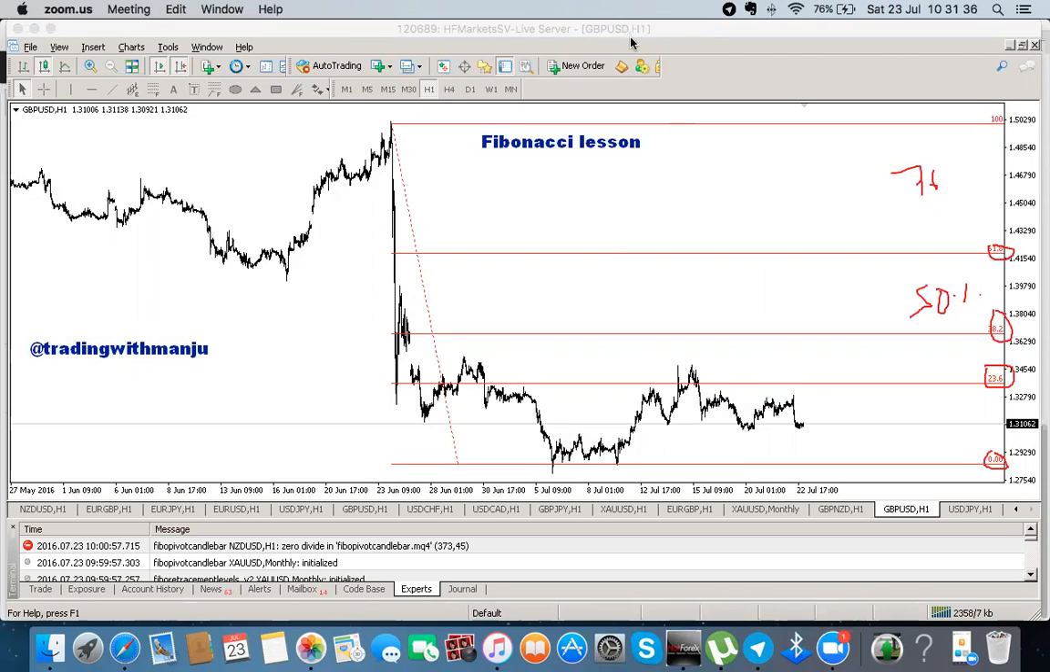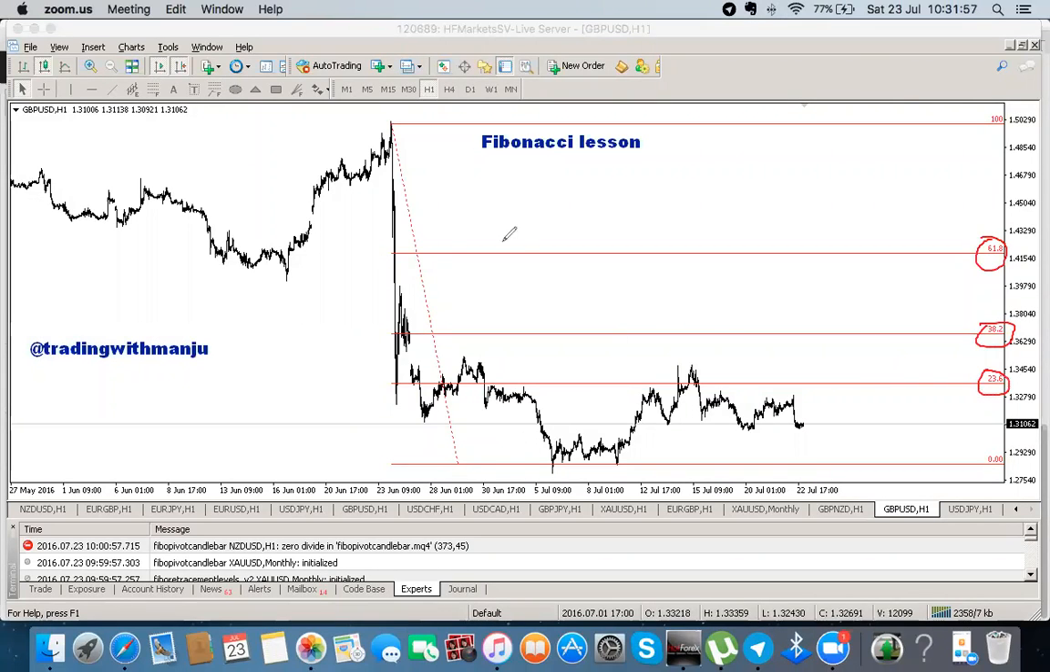I only have these four because you have many Fibonacci ratios, I mean, from 0 to 100. But here, in order to trade effectively, what matters to me is the 61.8, 38.2, and the 23.6. These three Fibonacci ratios are very important.